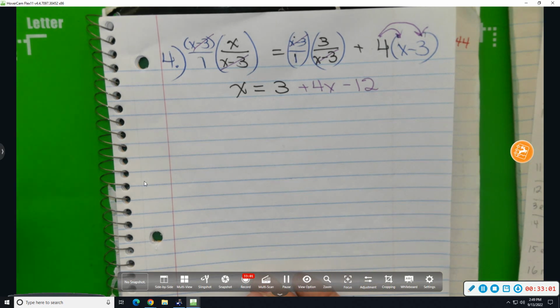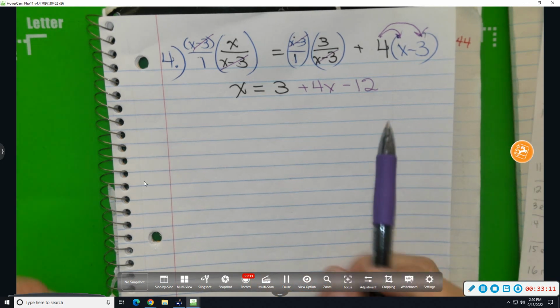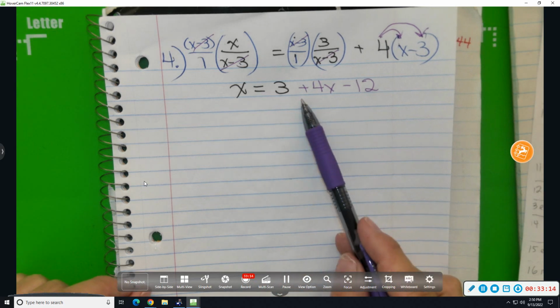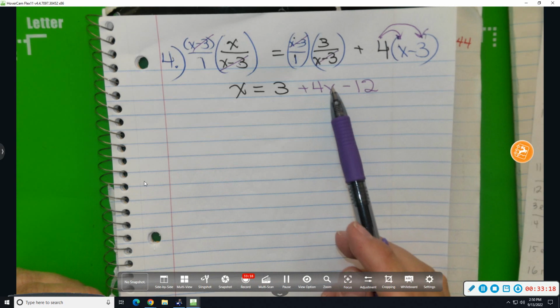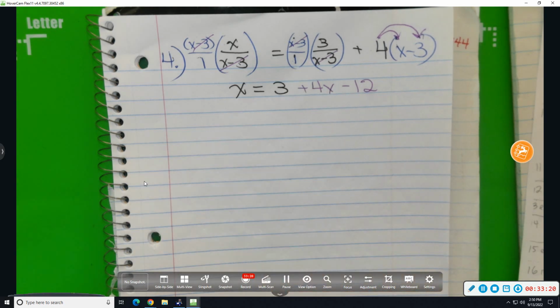Oh, wow. There's no quadratic. We're not going to have to try to get it set equal to 0 and factor. We need to get all the x terms on the same side. What do you think I'll do? Do you think I'm going to get the x terms on the left side or the right side? Yeah, I think it's quicker to move that 4x over to the left by doing what?